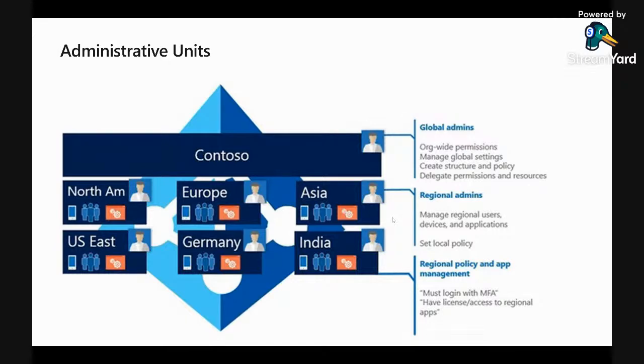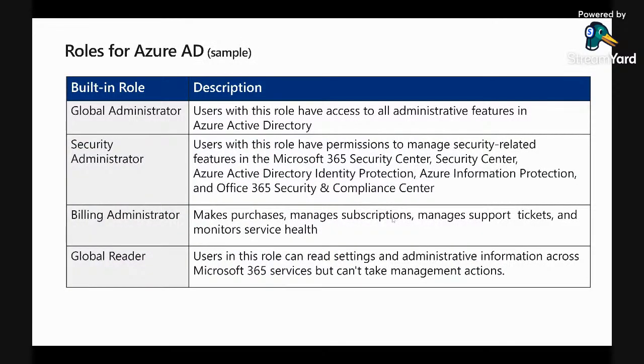So let's take for instance an enterprise environment, say Contoso, with different regions: North America, US East, Europe, Germany, Asia, India. I would typically have a global admin, which has oversight and responsibility over the whole tenant. But in each of these regions, I want someone else to be able to manage users, devices, applications, and policies at that particular level, which would apply only to their own users. Then I need to begin to create administrative units and define the permissions as required.